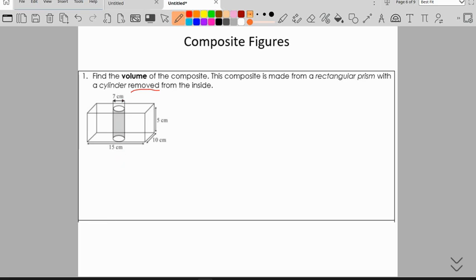through the rectangular prism. So the first thing we have to do is come up with a plan. We want the volume of this new composite figure. How would we get it? Well, we're definitely going to start with the volume of the rectangular prism. This is my plan. And I need to subtract because they removed a cylinder. So I'm going to subtract the volume of the cylinder. And that is my plan.